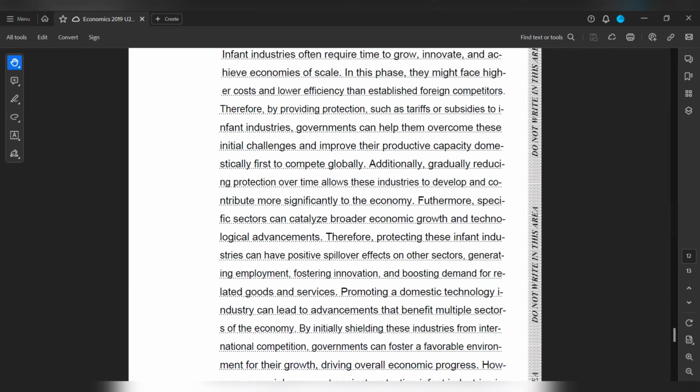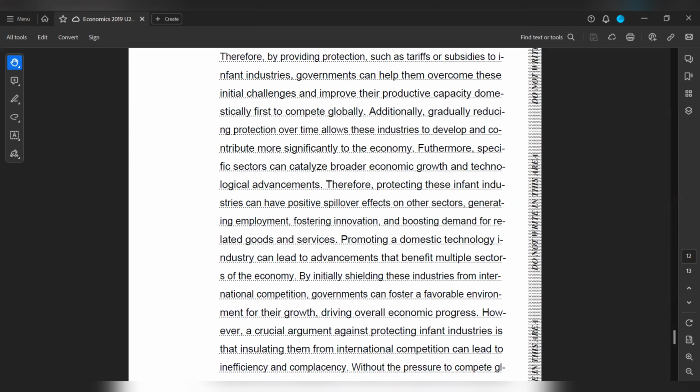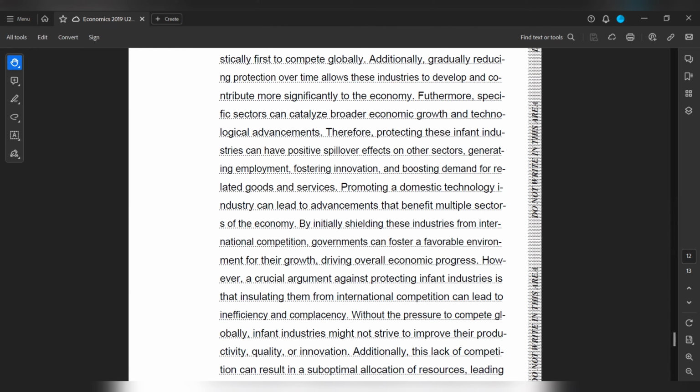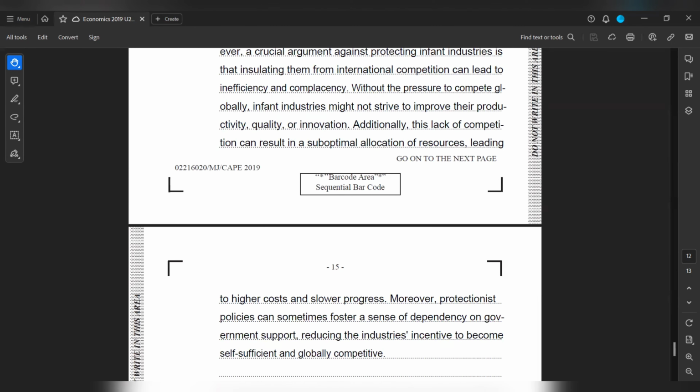By initially shielding these industries from international competition, governments can foster a favorable environment for their growth, driving overall economic progress. However, a crucial argument against protecting infant industries is that insulating them from international competition can lead to inefficiency and complacency. Without the pressure to compete globally, infant industries might not strive to improve their productivity, quality, or innovation. Additionally, this lack of competition can result in a suboptimal allocation of resources, leading to higher costs and slower progress.